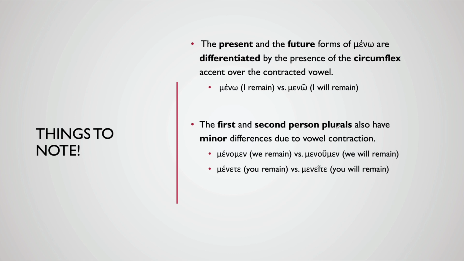And this is reiterating what I just said on the previous slide. The presence of the circumflex accent is what is going to be your clue, and the first and second plurals do have minor differences because of the vowel contraction. So that's important to note.